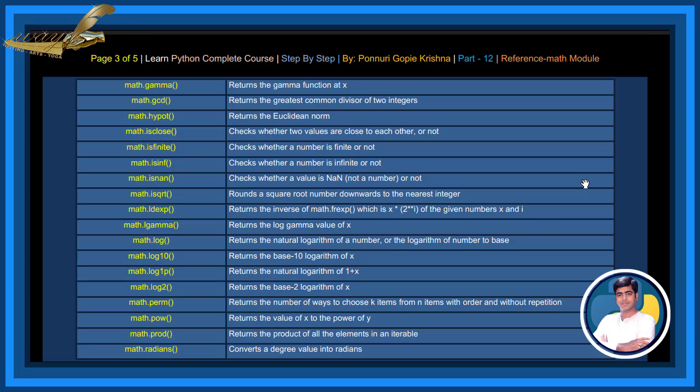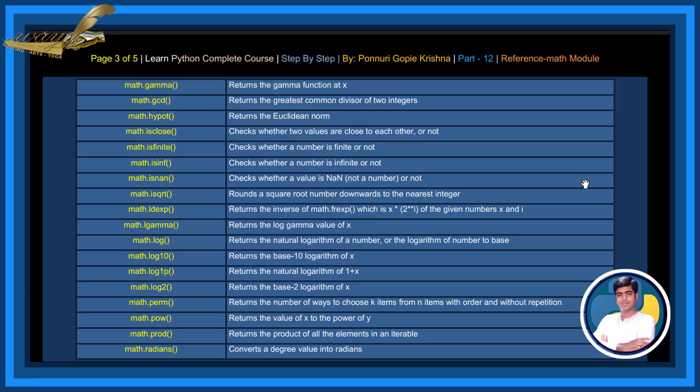The math.isclose method checks whether two values are close to each other or not. The math.isfinite method checks whether a number is finite or not. The math.isinf method checks whether a number is infinite or not. The math.isnan method checks whether the value is NaN, not a number, or not.